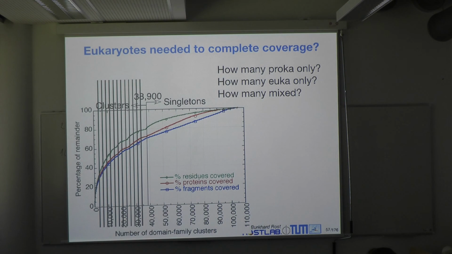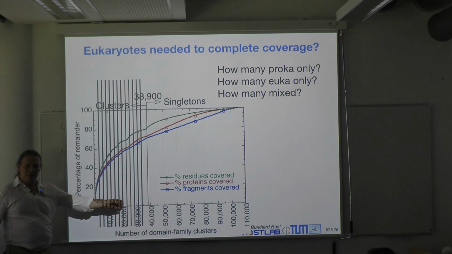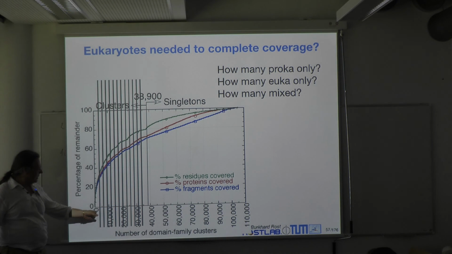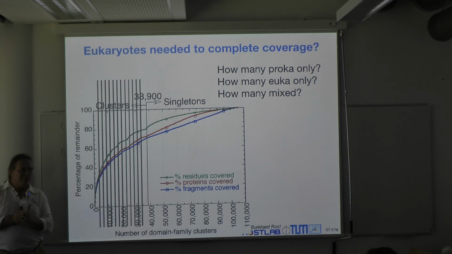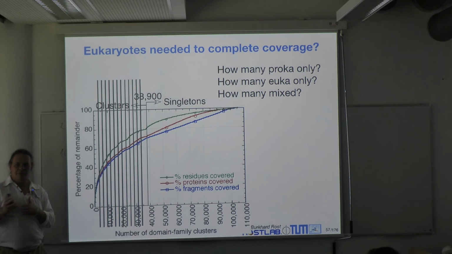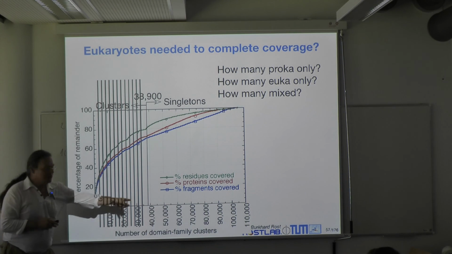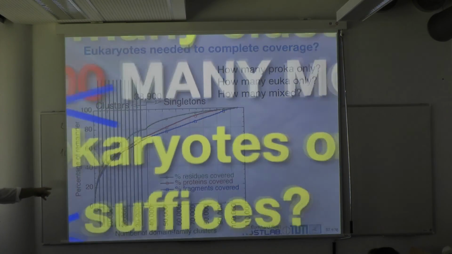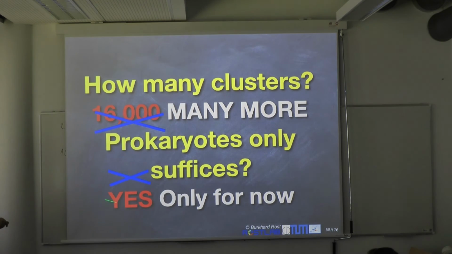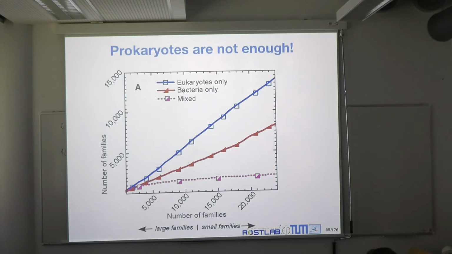So now what I'm going to do is I'm going to slice. Again, this is sorted by the size of the families. And I'm going to say, for the largest 500, what fraction of those is prokaryotes and what fraction of those is eukaryotes? Okay? And then for each slice, I'm going to give you an answer. And that will, in fact, show that we need more and that prokaryotes alone are not enough.